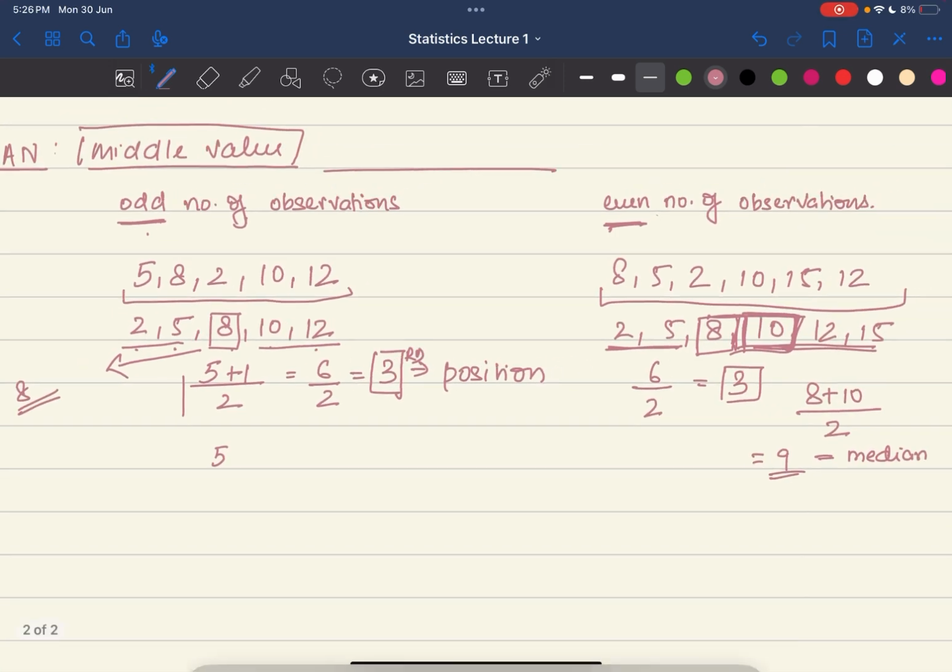If we divide 5 by 2, we'll get 2.5, and we only have the second position here and the third position here. We do not have anything in between both the positions. In short, what I'm trying to say is we always need an integer as the position and not any decimal value. And that's the reason we add 1 when we are dealing with an odd number of observations.